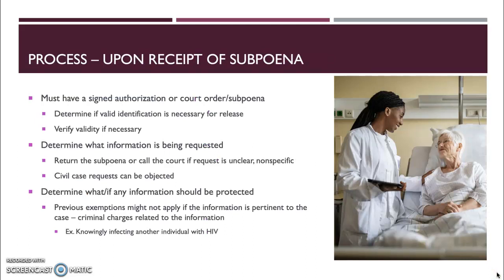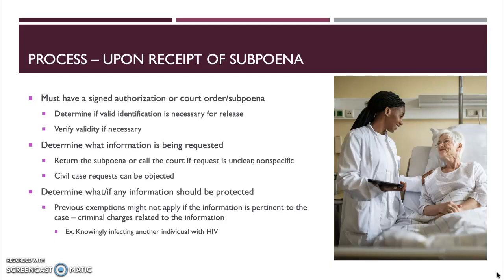So once we've received a subpoena, we'll need to review the information included in the authorization. It is important to determine if the request is valid by checking for signatures and authorizations, and also reviewing any photo identification if appropriate in that situation. Next, we'll determine what information is being requested.